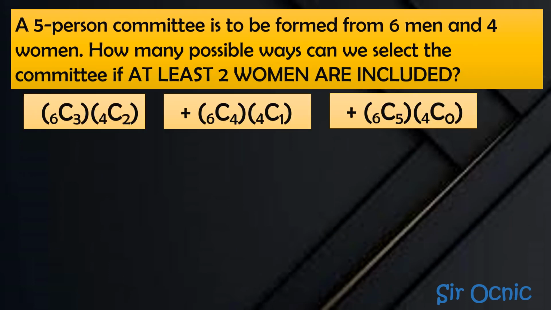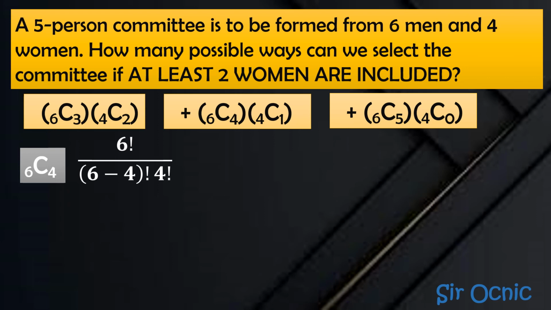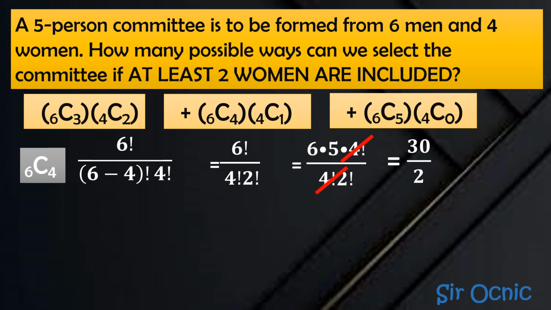Let us now solve for the second situation. If there is 1 woman included in the committee, let us first solve for 6C4. We have 6 factorial all over quantity 6 minus 4 factorial times 4 factorial. That is equal to 6 factorial all over 4 factorial times 2 factorial. Expanding the numerator, we will have 6 times 5 times 4 factorial all over 4 factorial times 2 factorial. Cancelling the common factor, which is 4 factorial, we will have 30 over 2, or simply 15.